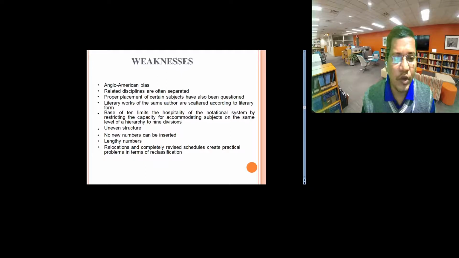No new number can be inserted at once. Lengthy numbers: as it is pure notation, the class numbers are very lengthy. Relocations and completely revised schedules create practical problems in terms of reclassification. In the case of weak libraries, the collection is huge, so it is very impractical to reclassify all the documents.